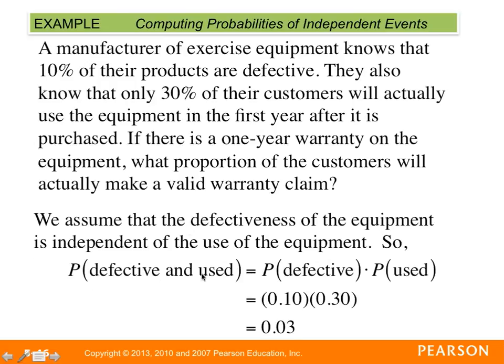So the probability defective and used is going to be the probability that it's defective, which is 0.1, and the probability that it's used, which is 0.3. And then if we multiply them, we get 0.03 or 3%. So that means that of the people who purchase the 1-year warranty, probably about 3% will make a valid warranty claim.